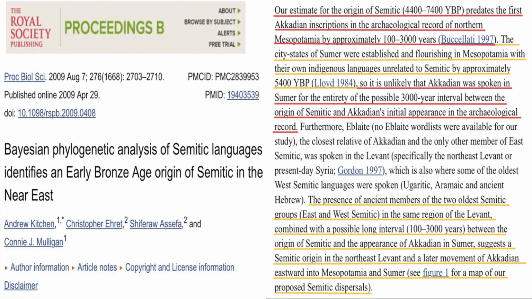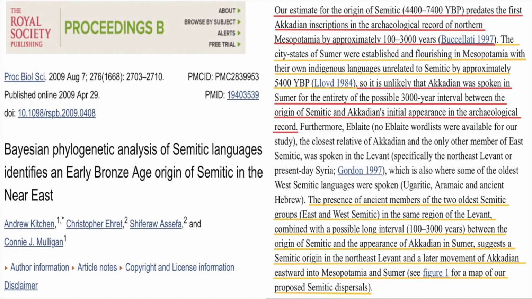So it reads, our estimate for the origin of Semitic, 4,400 through 7,400 YBP, predates the first Akkadian inscriptions in the archaeological record of northern Mesopotamia by approximately 100 through 3000 BC. The city-state of Sumer was established and flourishing in Mesopotamia with its own indigenous language, unrelated to Semitic, by approximately 5,400 YBP. So it is unlikely that Akkadian was spoken in Sumer for the entirety of the possible 3,000 year interval between the origin of Semitic and Akkadian's initial appearance in the archaeological record.